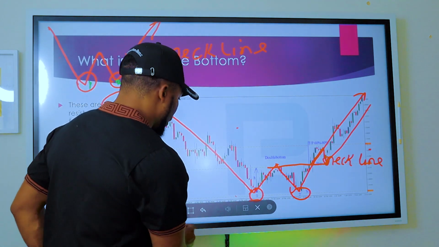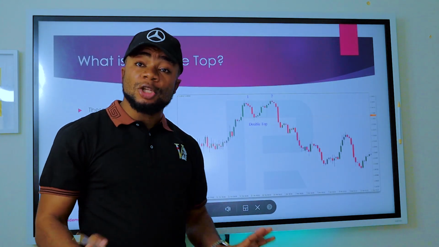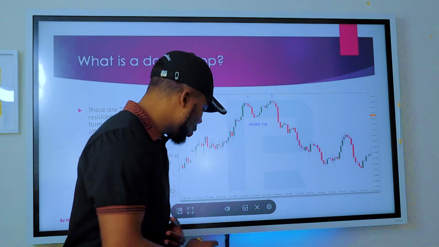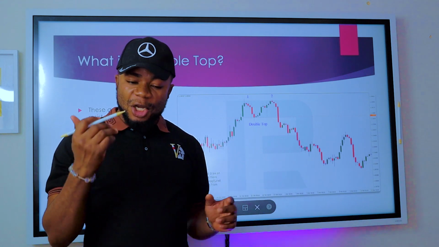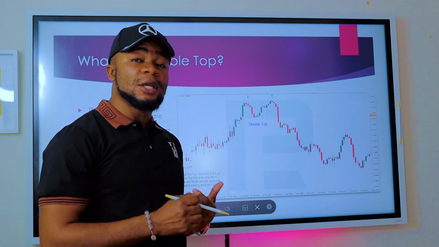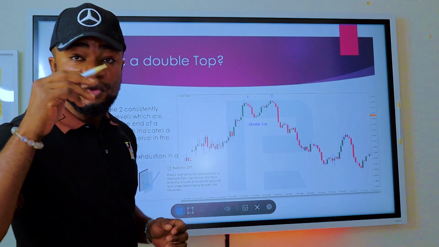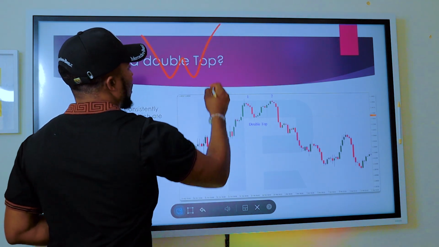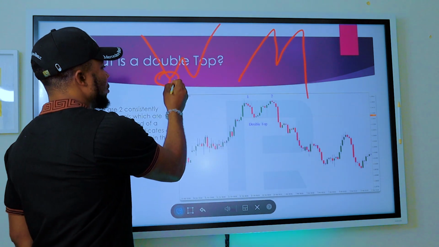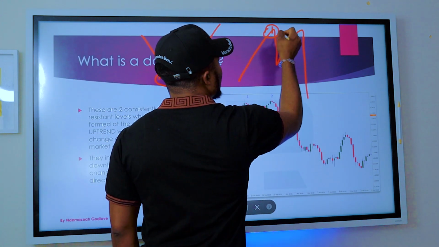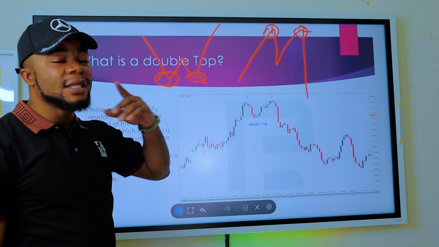So let's go to our slide. That is just what we call a double bottom. Then what is a double top? A double top is just the opposite of a double bottom. All right, as simple as that. A double bottom forms a W shape. A double bottom is like this, and a double top is like this. First one, second one. As easy as that. You can see here we have our double bottom and there we have our double top.